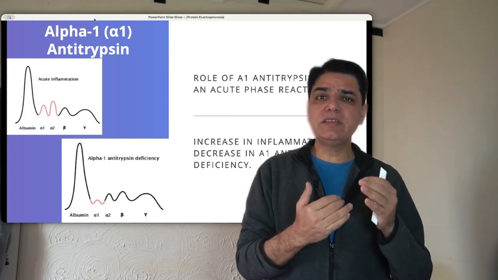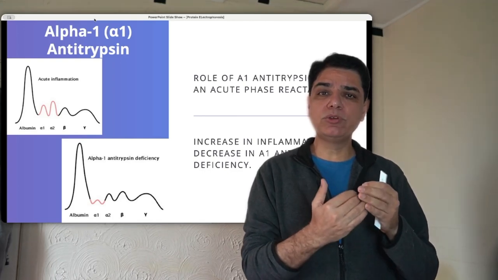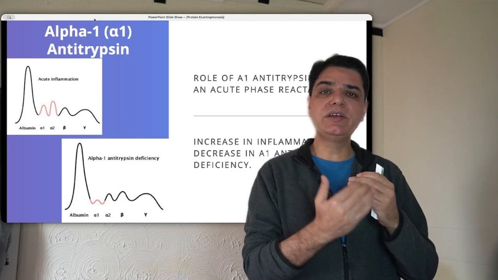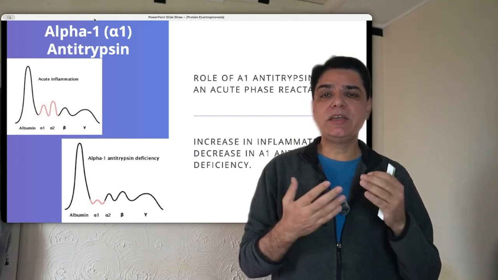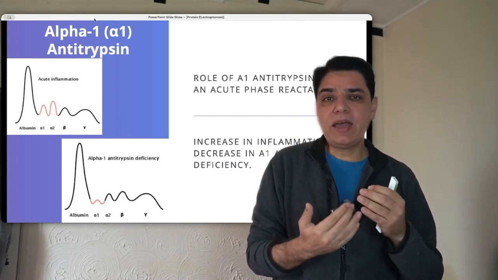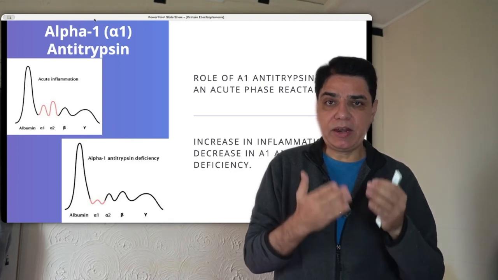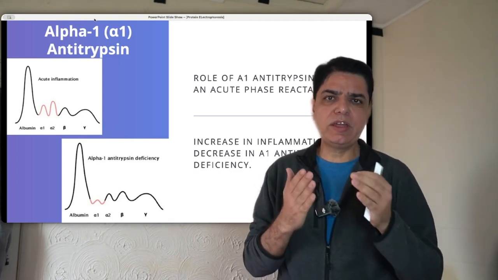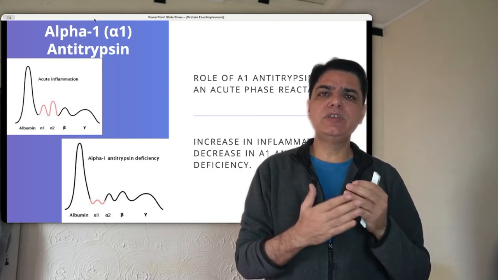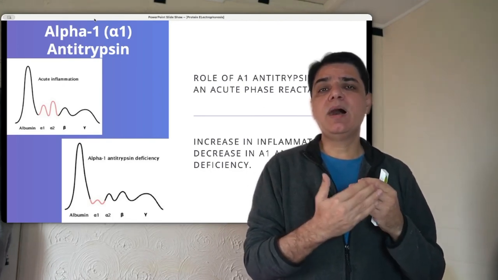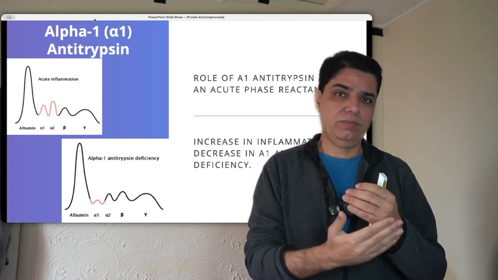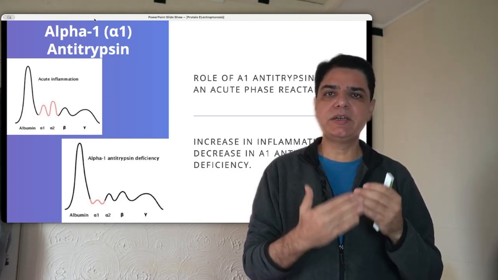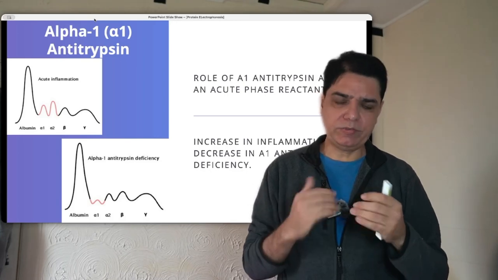But if you see the electrophoresis going a bit up, so there is an increase in the height of this hump, it means that the alpha-1 antitrypsin levels are elevated. And alpha-1 antitrypsin is also an acute phase reactant. So in inflammatory conditions, you would see a rise in the hump of the alpha-1 protein part in this electrophoresis. An increase means inflammation, a decrease means alpha-1 antitrypsin deficiency.